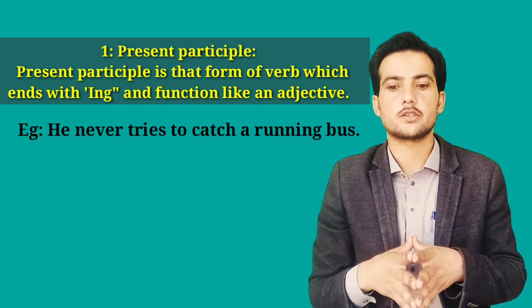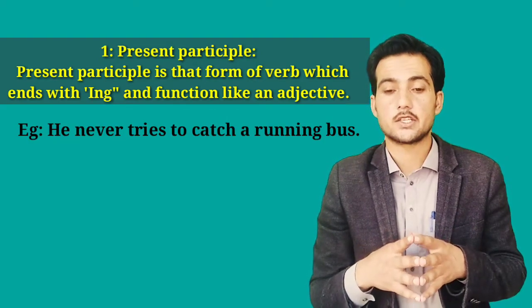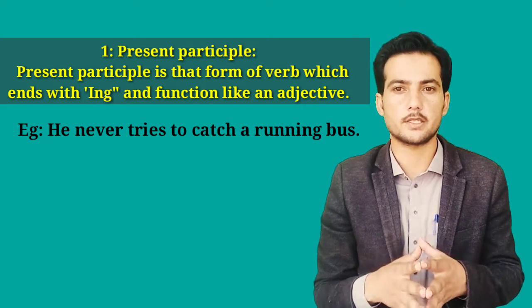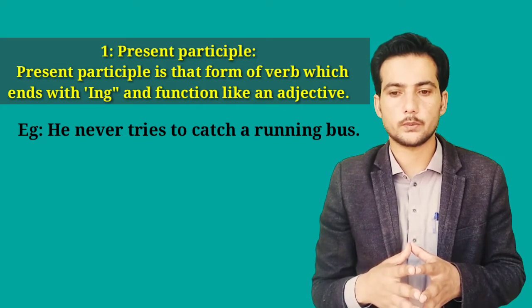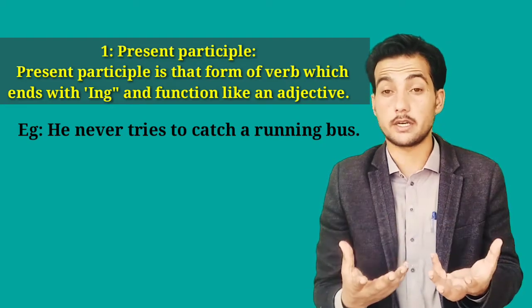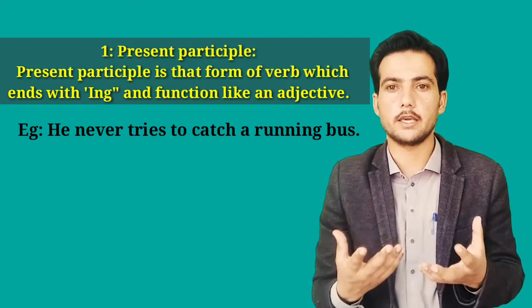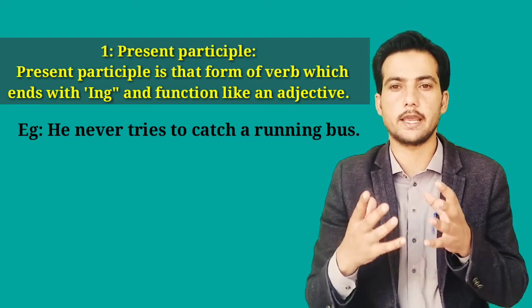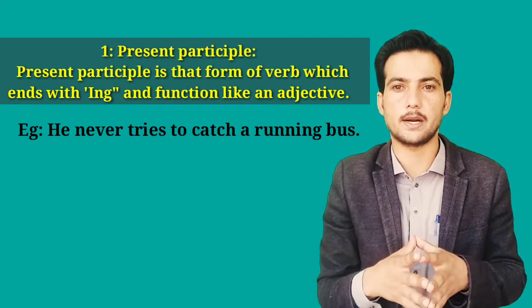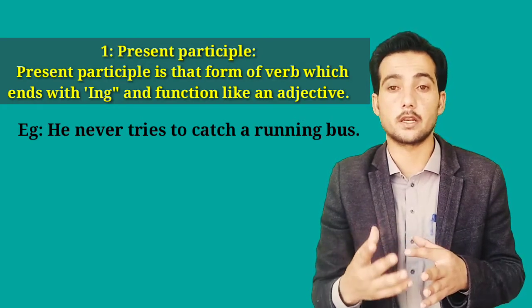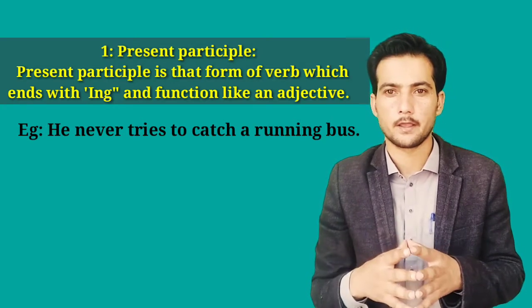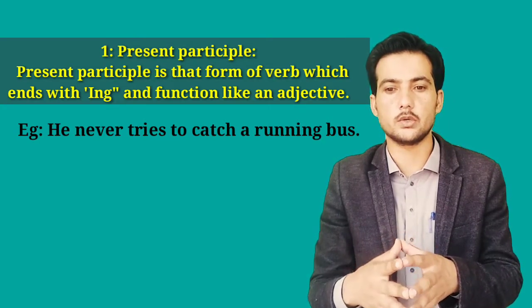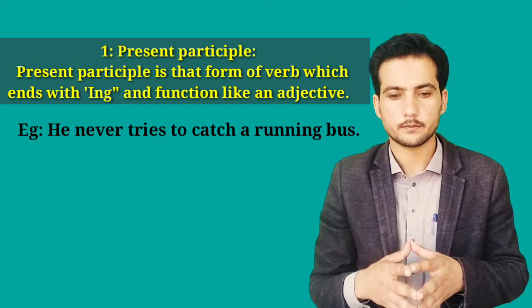He never tries to catch a running bus. So you can see here a running bus. Which sort of bus? The bus which is running. So he never tries to catch a running bus. Running here is used as an adjective. It is a present participle, and it describes a noun, that is bus. So which sort of bus? That is running. So here it is used as an adjective.